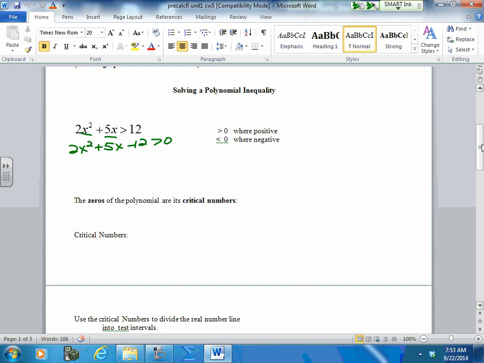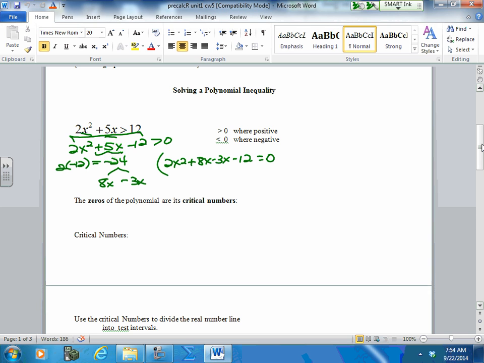It's greater than 1, so we're going to use a times c. 2 times negative 12. What is 2 times negative 12? Good. What are factors of negative 24 that add up to positive 5? See how easy this is? This works every time. Now, replace this with this. So, 2x squared plus 8x minus 3x minus 12.